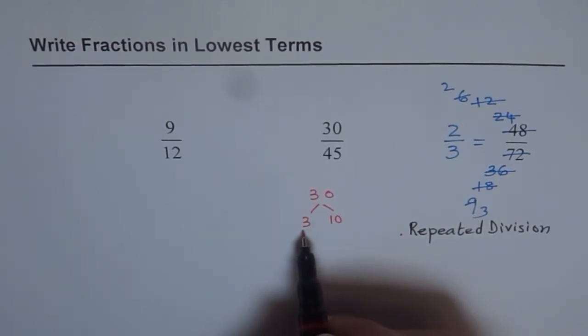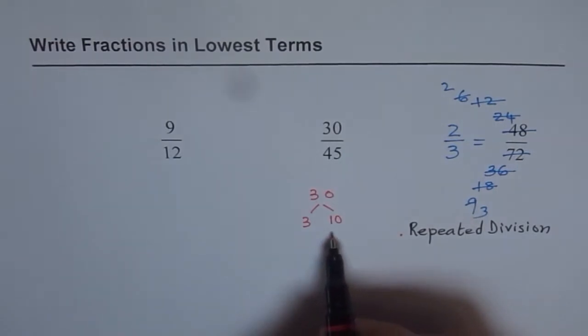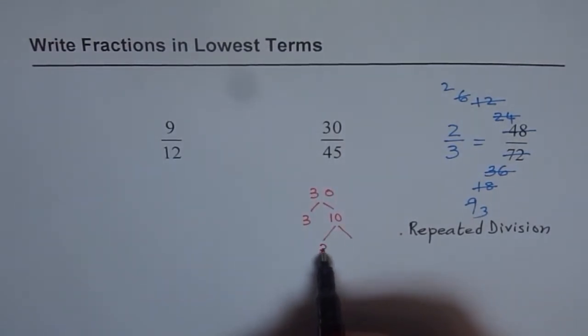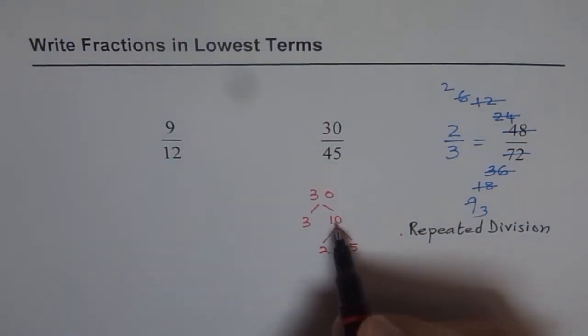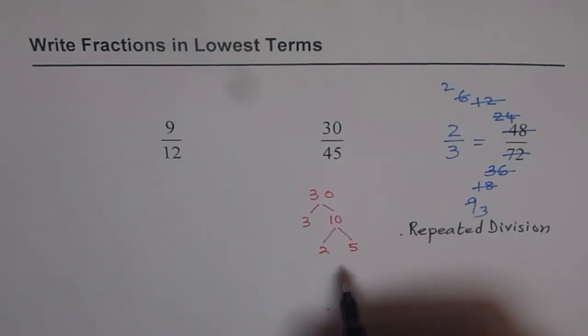Now 3 is a prime number. The only factors for 3 are 1 and 3. How about 10? Well, 10 could be written as 2 times 5. Right. So 2 times 5 is 10. So we can factorize 10 and write instead of 10 2 times 5.